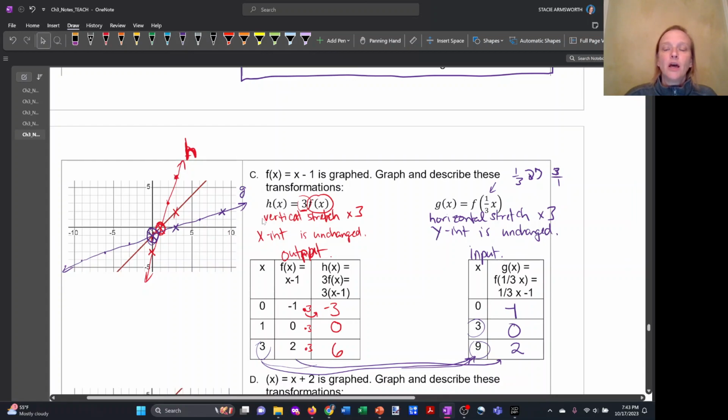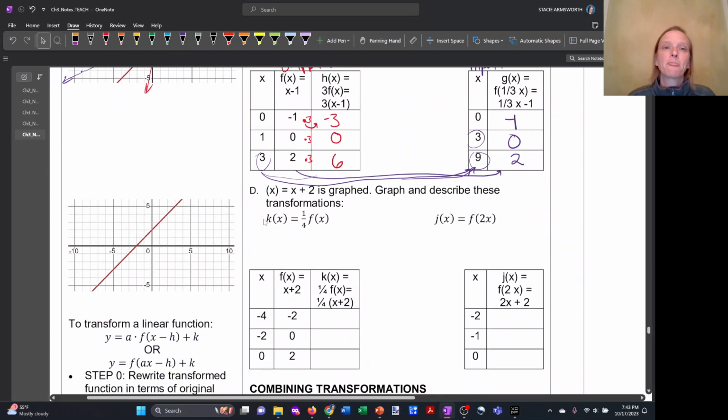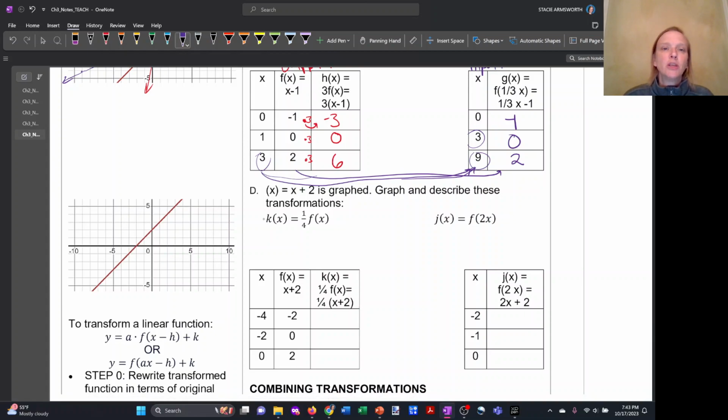We've now done 2 different stretches. Let's do some shrinks now and see what those look like. So if our original function is, it looks like my f disappeared. If f of x equals x plus 2, notice my intercept is at 2 and my slope is 1. And then I'm going to transform that by evaluating k of x here. K of x, I want to do this in red.